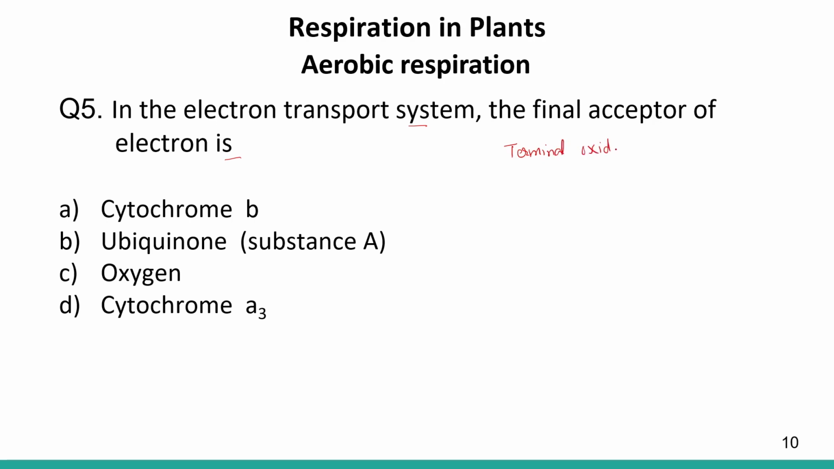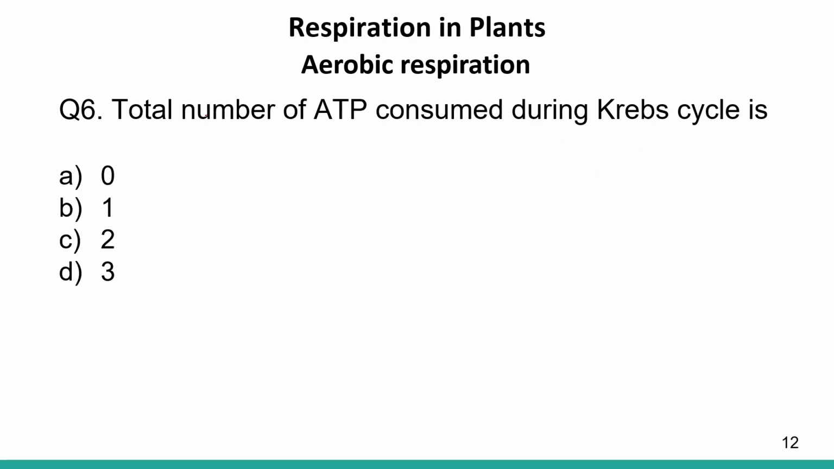In the previous question, we talked about terminal oxidation, in which molecular oxygen accepts protons and electrons and gets converted into water. So the final receptor of electrons should be, what should be the answer? Option C, oxygen. The next question is total number of ATP consumed during Krebs cycle.